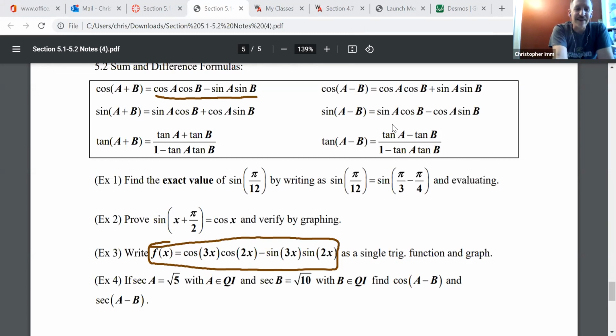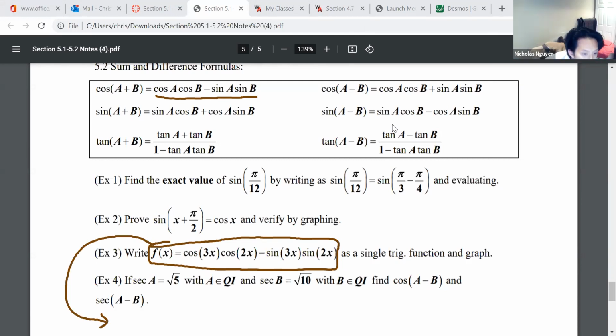Okay, so in this case, go ahead, Nicholas. What is A and what is B in this problem? A is 3x and B is 2x. You got it. So we're going to use that formula wherever we see A, I'm going to try to put in 3x and remember that. And whenever I see B, I'm going to try to remember to put in 2x there for B.